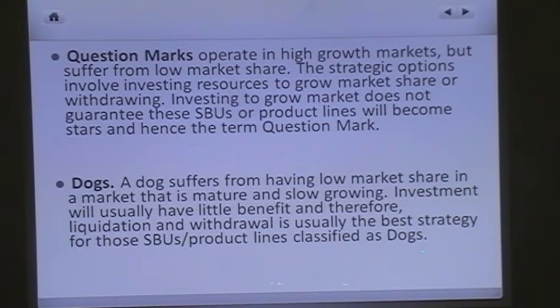Last but not the least, on the right hand side there is a category called dogs, wherein the product is at a dying stage. That means the market share of the product is falling. The market is quite mature, and slowly the product is being replaced by other products, or a competitor is eating into that market share. Here normally the earnings are low and unstable. The cash flow is normally neutral or negative, and the company employs a strategy to divest. That means it decides to sell the business.